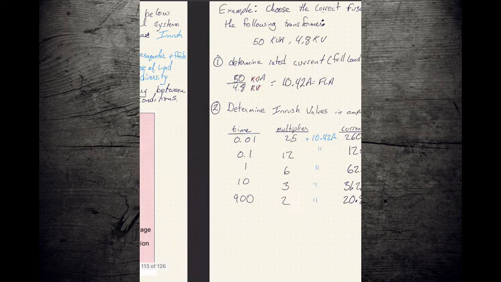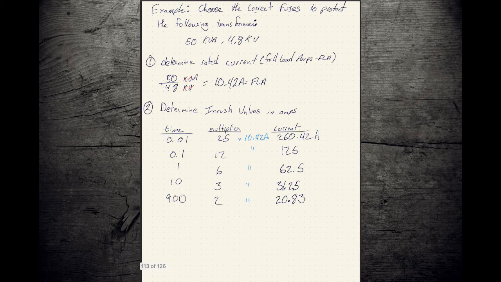Let's do an example. So let's choose the correct fuse to protect the following transformer. 50 kVA fed at 4.8 kV. First step, let's determine our full load amps. Please check your units, make sure they're on the same base, so kVA to kV, VA to V, or you're going to get unusual answers. And that's going to give us, in this case, 10.42 amps.